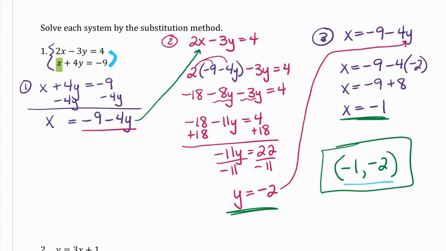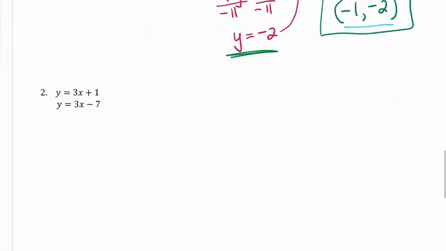All right, let's try another one. Now, this one's kind of nice. We've already got a y equals and another y equals, right? Those are both already solved for y. So that first step is already kind of done for us. You just need to pick one of the equations, and it doesn't matter which one. I'm going to pick the first one. So our first step was solve one equation for one variable. It's already done. So I'm going to use y equals 3x plus 1, right?